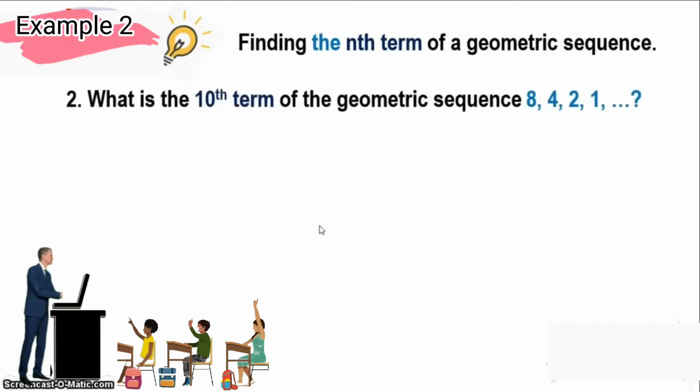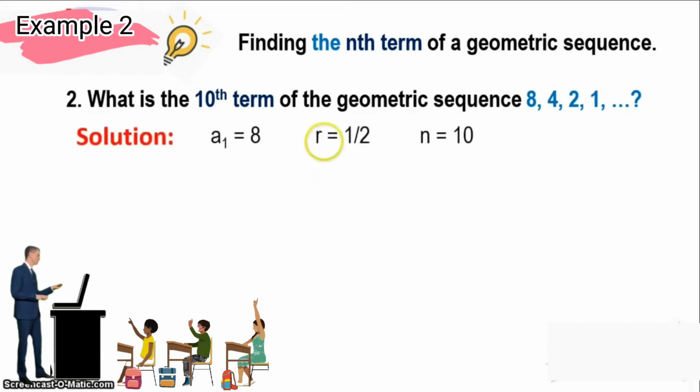Let's take example number 2. What is the 10th term of the geometric sequence 8, 4, 2, 1, and so on? Now, to solve this, we have a sub 1 is 8. The common ratio is 1/2 because if you multiply 1/2 to 8, you'll get the next term, which is 4. 1/2 of 4 is 2. 1/2 of 2 is 1. So, that's why our common ratio is 1/2.